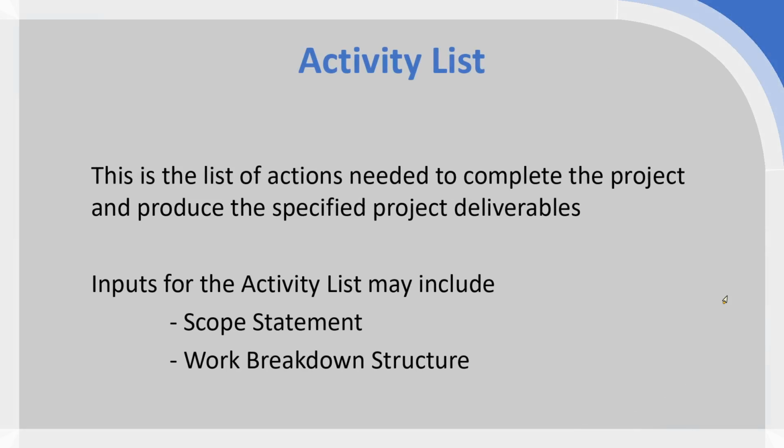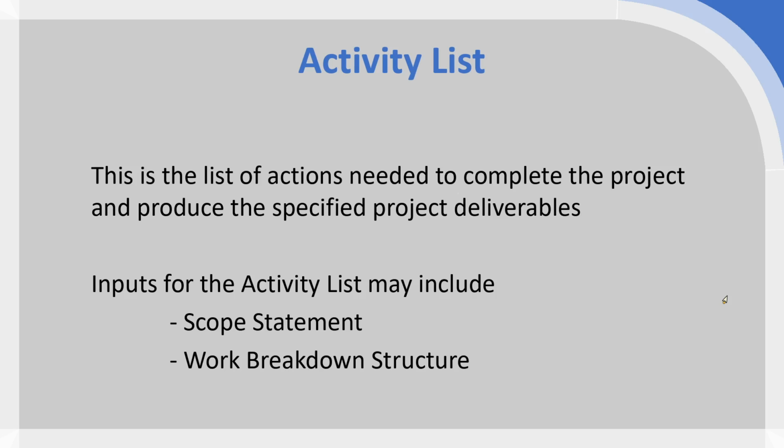So an activity list is really simply just a list of actions or activities that we need to complete in order to produce specific project deliverables. So it's just a list of everything the project team needs to do during the execution phase in order to produce the deliverables, the items the project needs to output and hand over to someone outside of the project team.